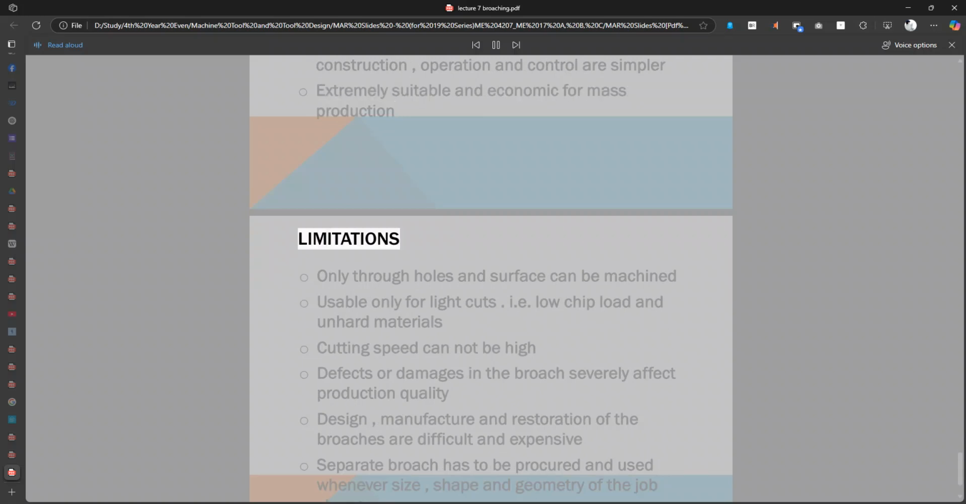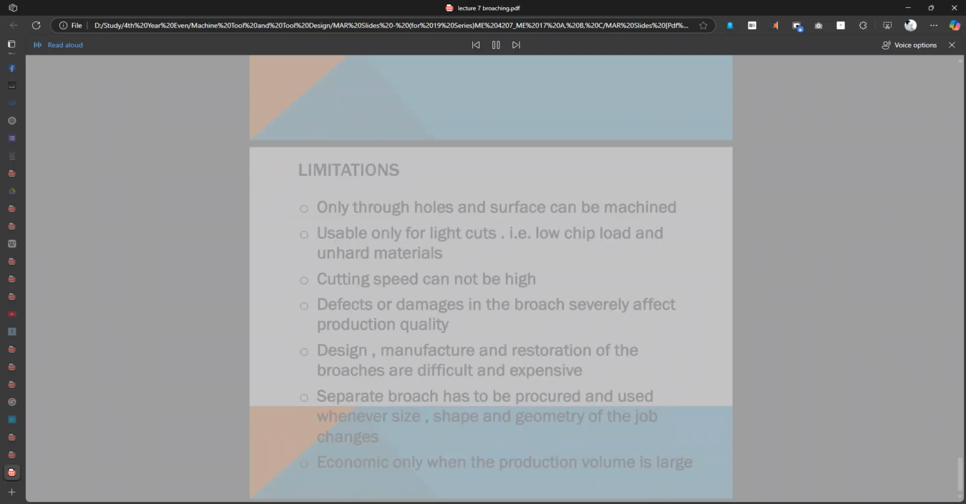Limitations. Only through holes and surfaces can be machined. Usable only for light cuts, i.e. low chip load and unhard material, so cutting speed cannot be high. Defects or damages in the broach severely affect production quality. Design, manufacture and restoration of the broaches are difficult and expensive. A separate broach has to be procured and used whenever the size, shape, and geometry of the job change, so it is economic only when the production volume is large.